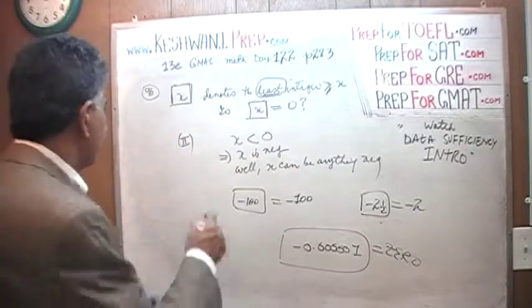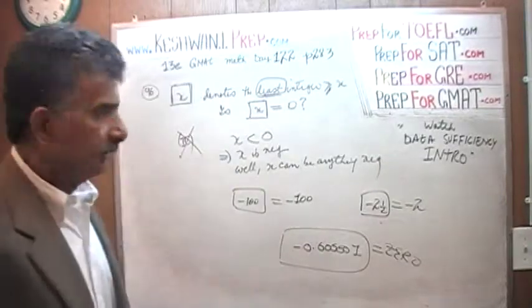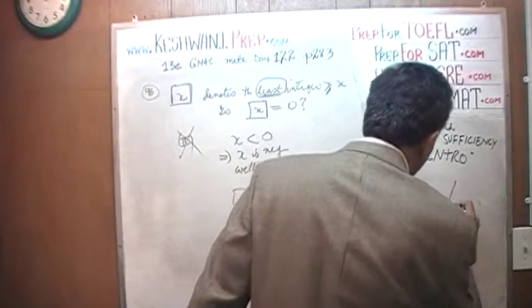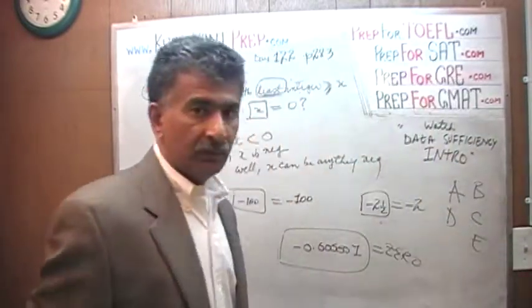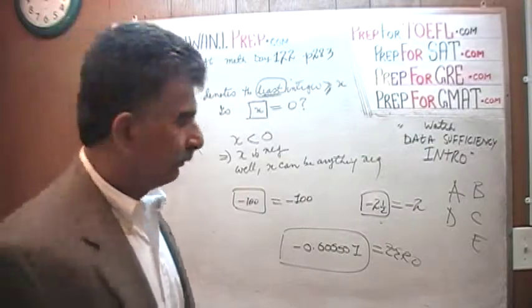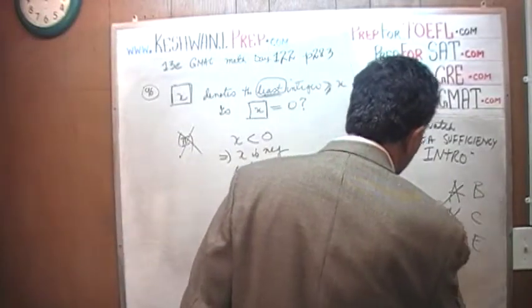So the second statement by itself also does not do the job. Therefore, the answer cannot be A, D, B, C, E. We found out earlier that the first statement by itself did not work, so the answer we knew could not be A or D.